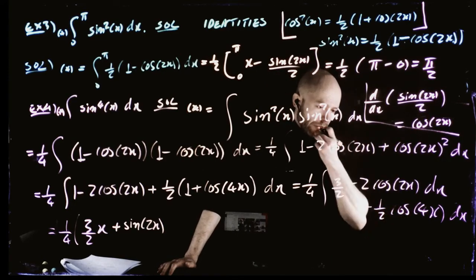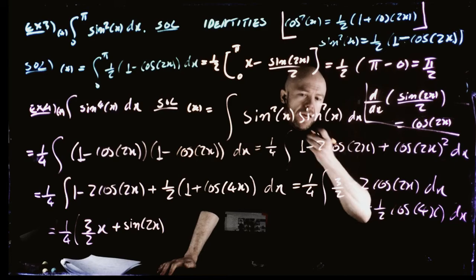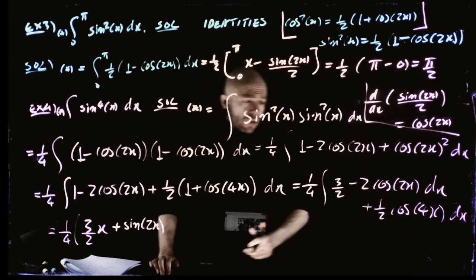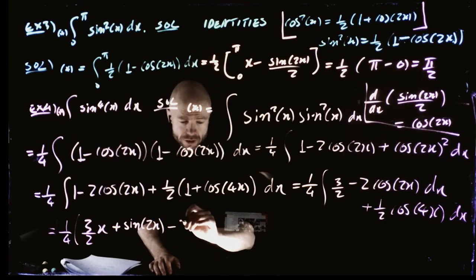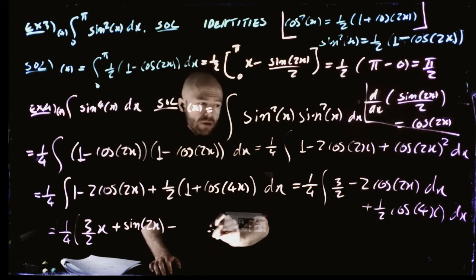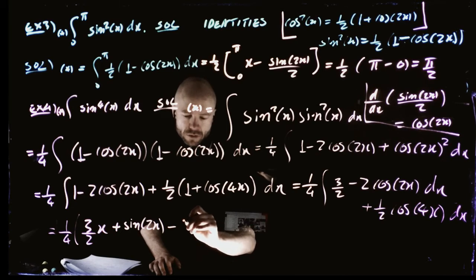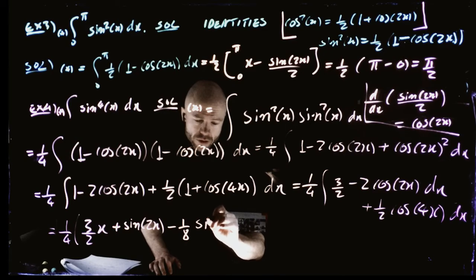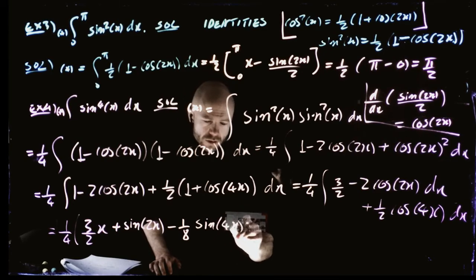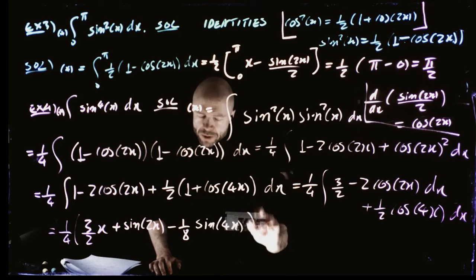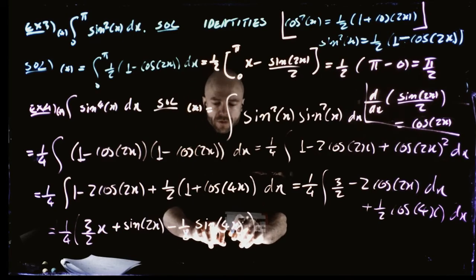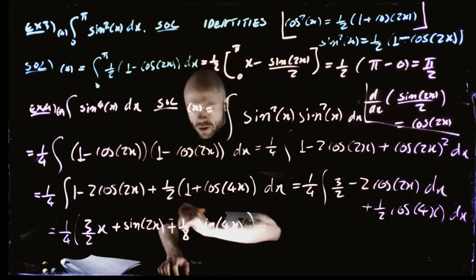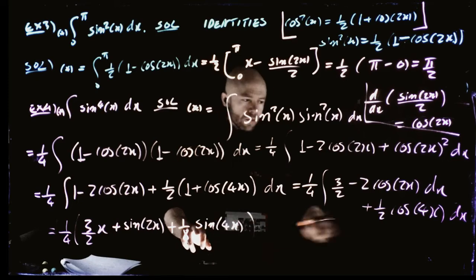And then what about here? Well, if we try with sine of 4x and we differentiate that, we're going to have cosine of 4x times 4, which is not quite what we want. So let's put a 1 over 8 here, I guess. And then we're going to have sine of 4x. And what happens when we differentiate that? We get cosine 4x times 4. So we differentiate this thing, we do indeed get this thing.